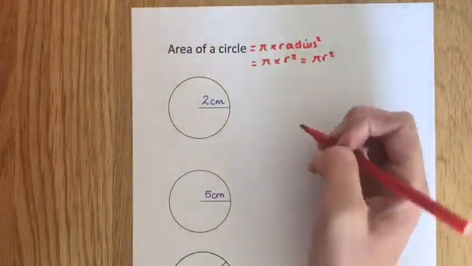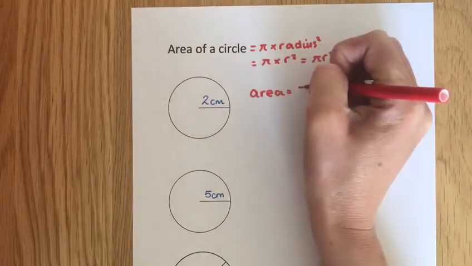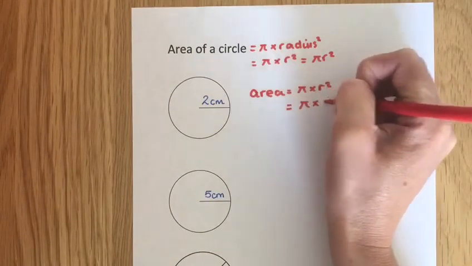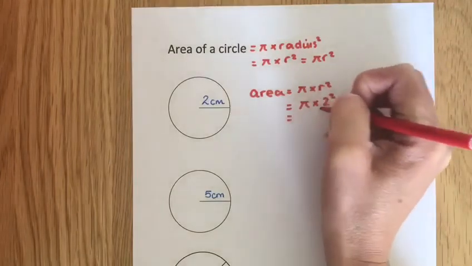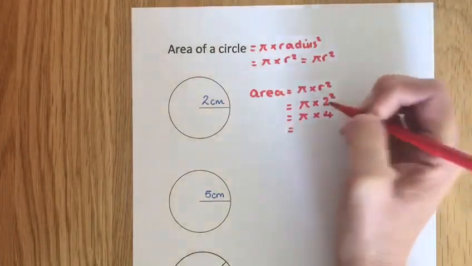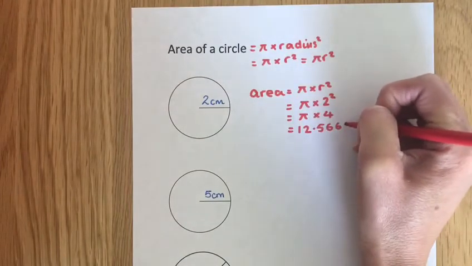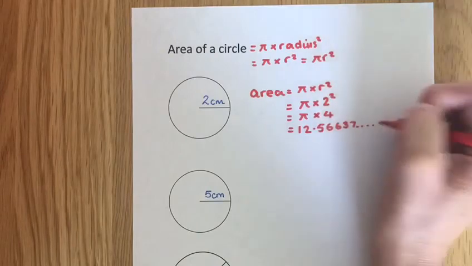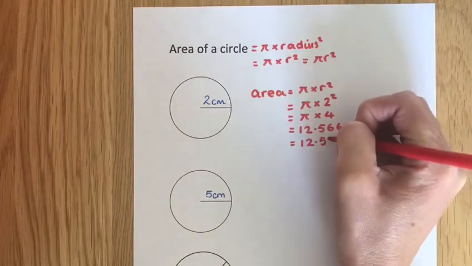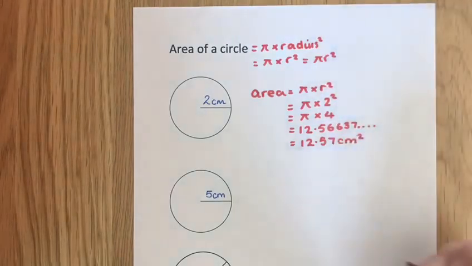So if the question gives me the radius, which in this case it does, of 2, my area is pi times r squared. My radius is 2, so that's pi times 2 squared. 2 squared is 4, so that's pi times 4. Again, when I tap it into my calculator, I will have a long answer. So this comes out to 12.56637, and then I will round that to 2 decimal places, which will give me 12.57. Because it's an area, my units are now centimetres squared.